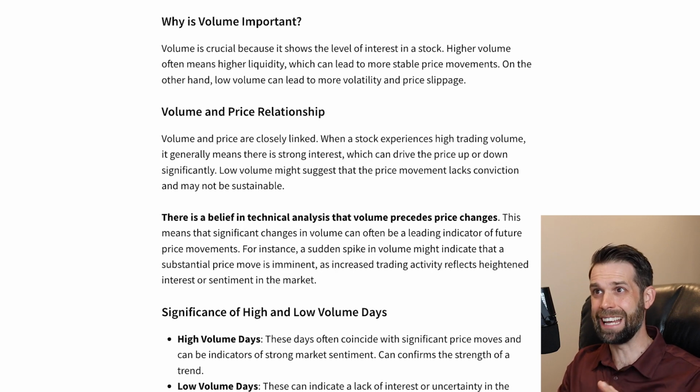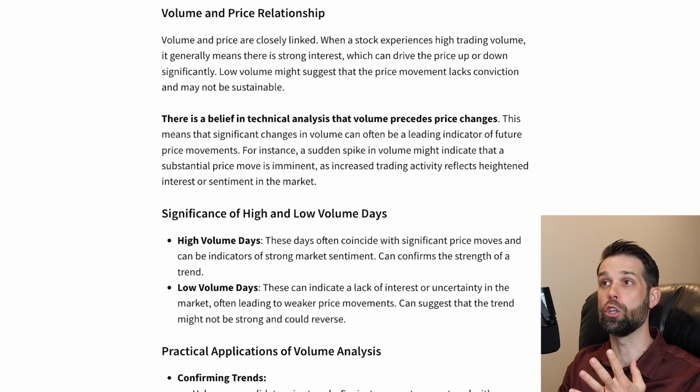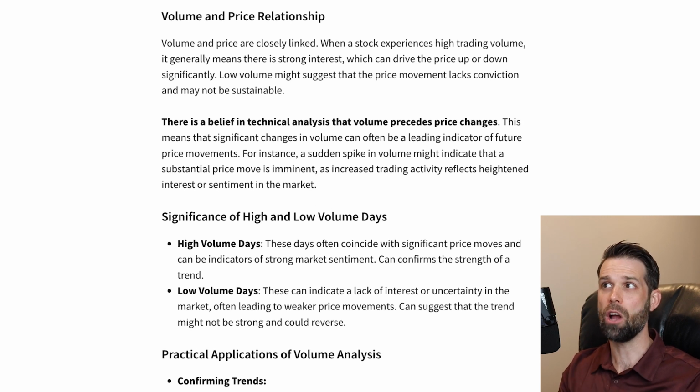In terms of the relationship between volume and price, they are closely linked. When a stock experiences high trading volume, it generally means there's strong interest, which can drive the price up or drive it down quite significantly.